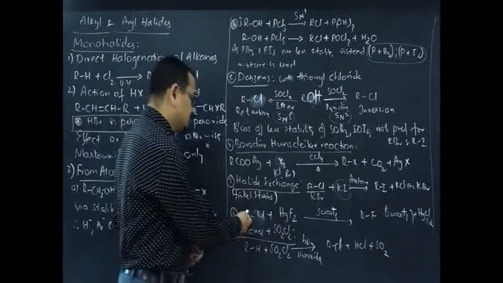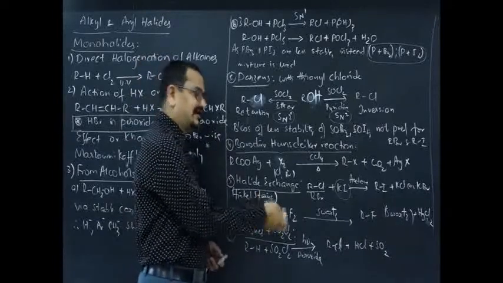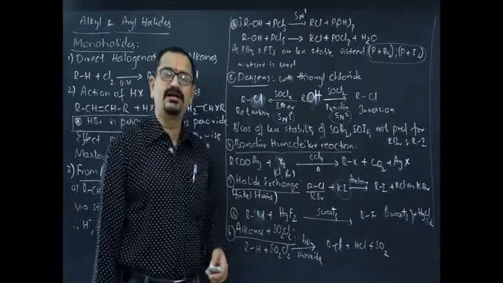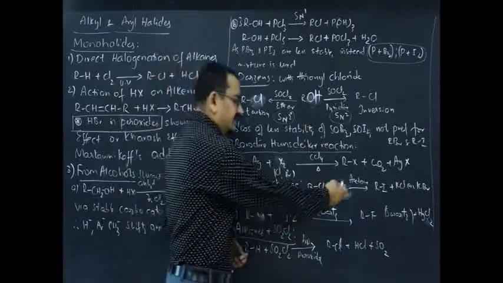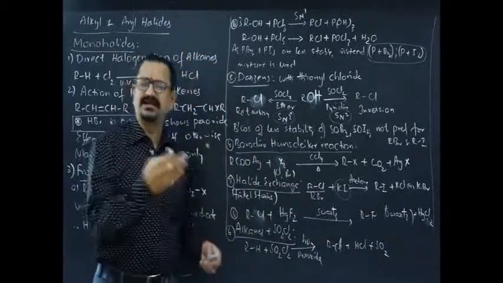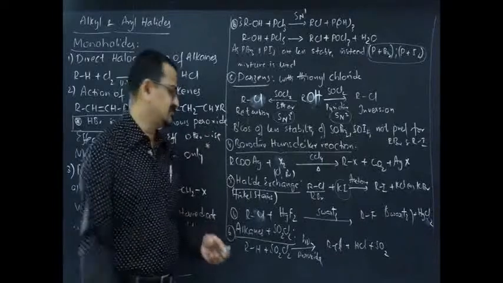And when it comes to the other halide exchange reaction, when alkyl chloride reacts with the fluorides of mercury, cobalt, antimony, etc., the corresponding alkyl fluoride can be obtained. This is called the Swarts reaction. It is just a recap of the reactions. We all studied all these things.